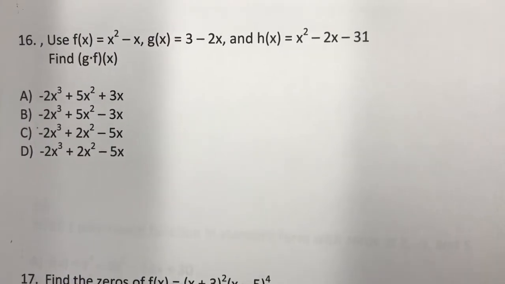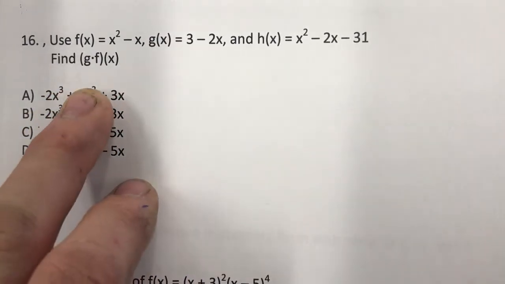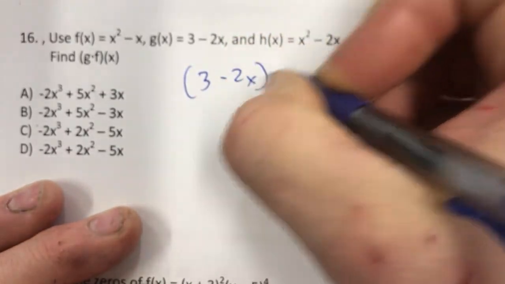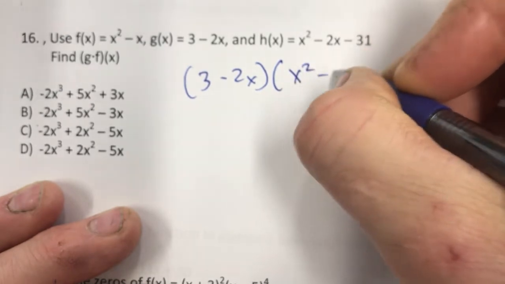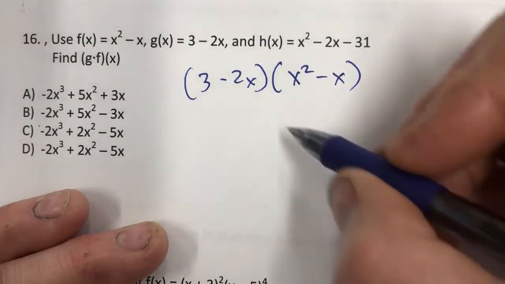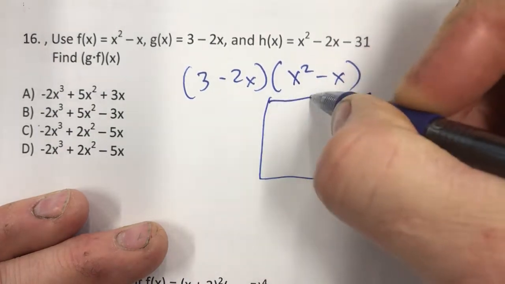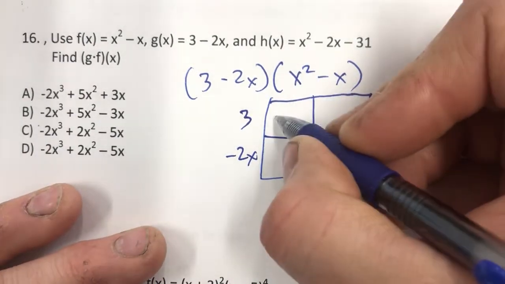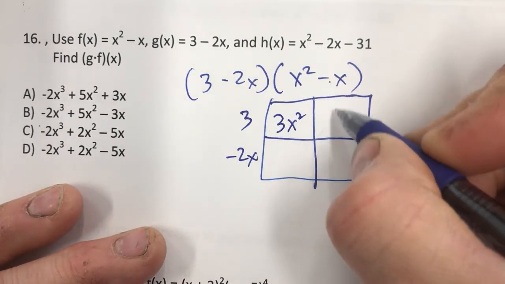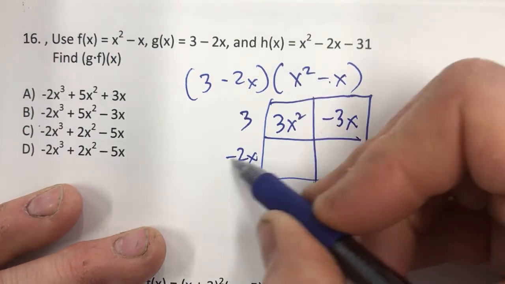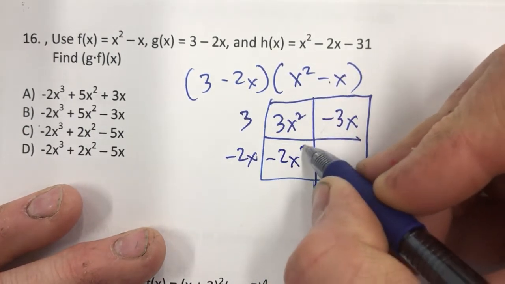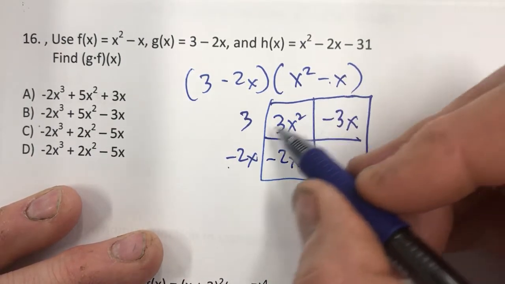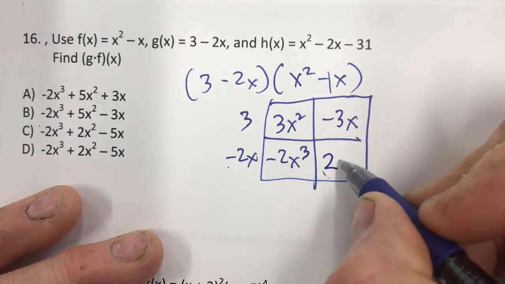On 16 here, use these functions to find g times f. All right, so we're going to do g, which is 3 minus 2x, times f, which is x squared minus x. So we'll multiply those, which I'm just going to build a box. So right here, 3 times x squared is 3x squared. 3 times negative x is negative 3x. x squared times negative 2x would be negative 2x to the third. And right here, negative 2x times negative x. So negative 1 times negative 2 is a positive 2, and that's going to be x squared.